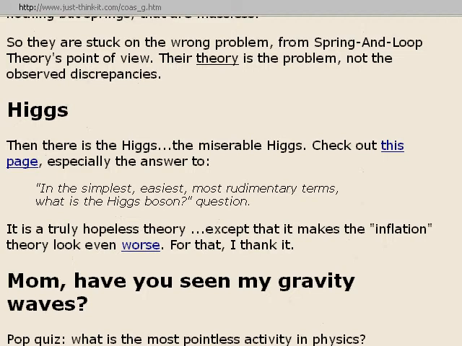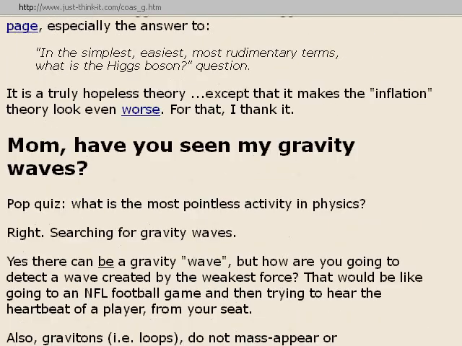Higgs. Then there is the Higgs. The miserable Higgs. Check out this page, especially the answer to the question, in the simplest, easiest, most rudimentary terms, what is the Higgs boson? It is a truly hopeless theory, except that it makes the inflation theory look even worse, and for that I thank it. Mom, have you seen my gravity waves?